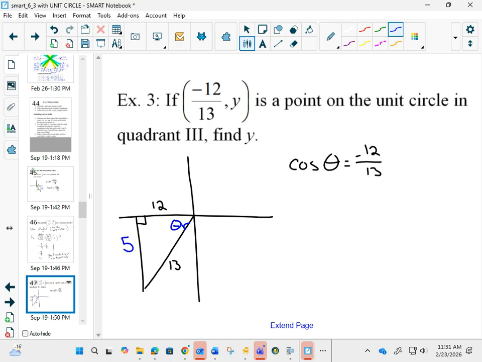This is actually a beautiful triangle. It's one of the nice ones, like 3, 4, 5. The 5, 12, 13 triangle. And now that I know that, I would know that sine of theta is negative 5 over 13. Negative because it's in quadrant 3.